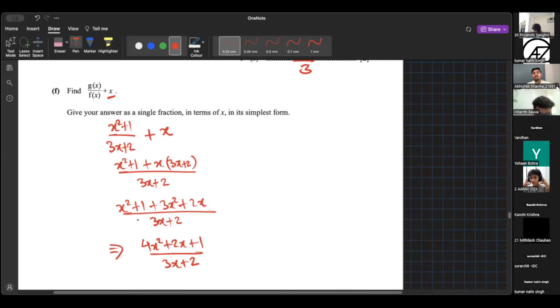That's the answer. 4x square plus 2x plus 1 upon 3x plus 2. But it says in its simplest form. So we should always check once whether the numerator, which is a quadratic equation, can be factorized or not. In this case, this is the final answer. It cannot be factorized.